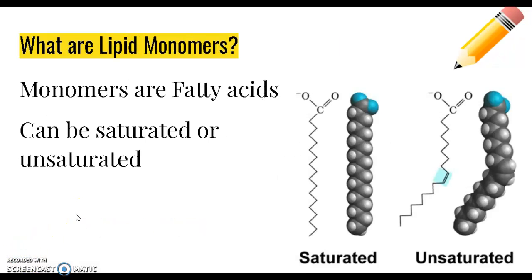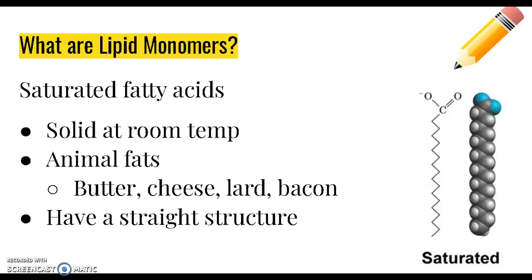Lipid monomers are known as fatty acids. They can be saturated or unsaturated. Saturated fatty acids are solid at room temperature, and these include things like animal fats, so butter, cheese, lard, bacon. If you put those out on the counter, they're going to stay solid at room temperature. That fat isn't going to melt until you add some heat to it.